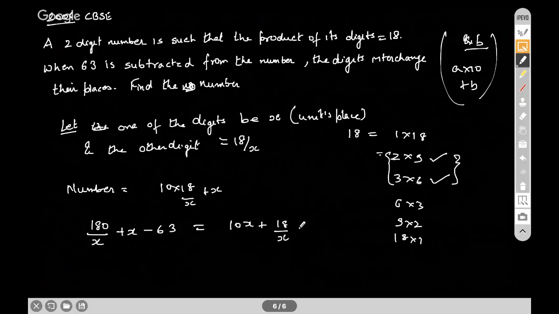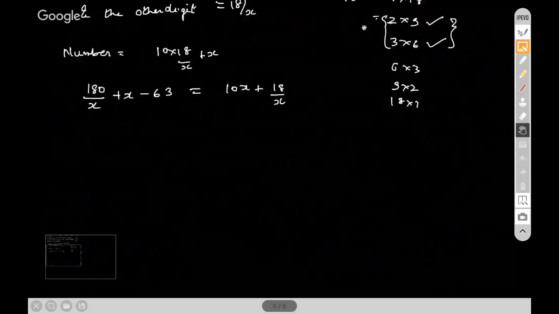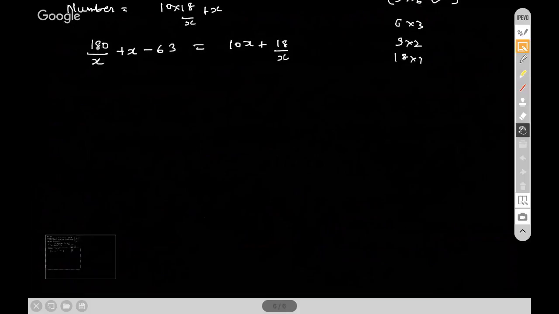Now, once you are done with formulating an equation, your job is half done. You have to just solve the equation. So let us try and solve this. It is a better practice to check once again whether the formulation of the equation is correct or not. So if you see, this is 10x, so 10 times the digit at the tens place plus the units place digit minus 63 is equal to the reversal of digits. Okay, looks good.